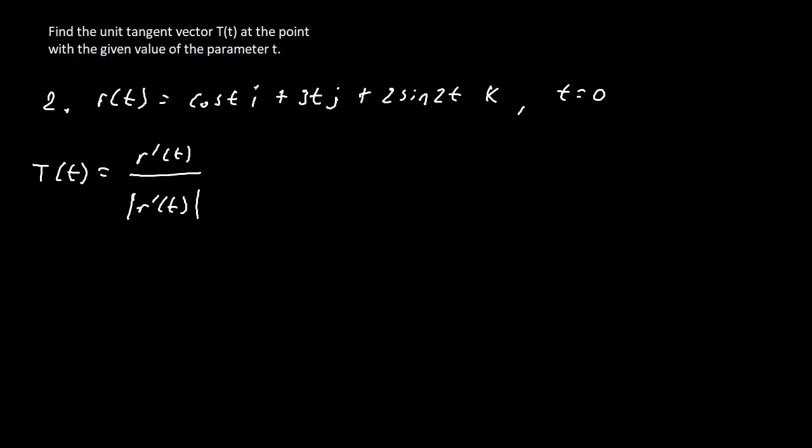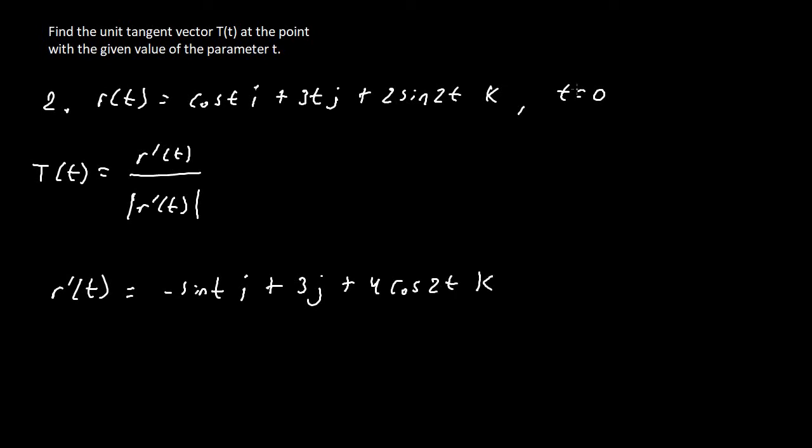So let's go ahead and find r prime. So r prime of t is going to be equal to, now the derivative of cosine of t is going to be negative sine of t, so negative sine of t times i, plus the derivative of 3t, which is 3, times j, and then plus the derivative of 2 sine 2t. And so the derivative is going to be 4 cosine of 2t times k.